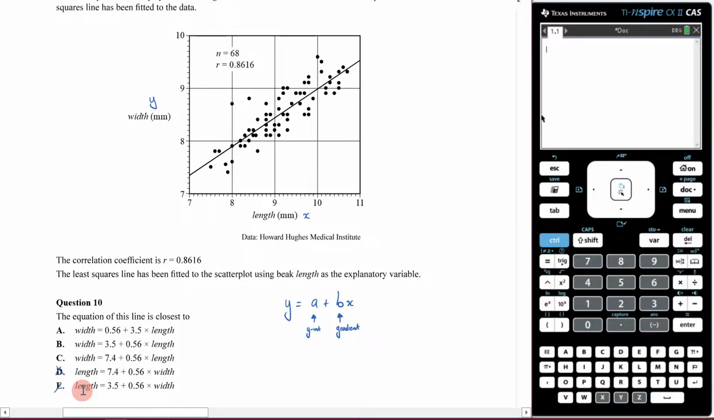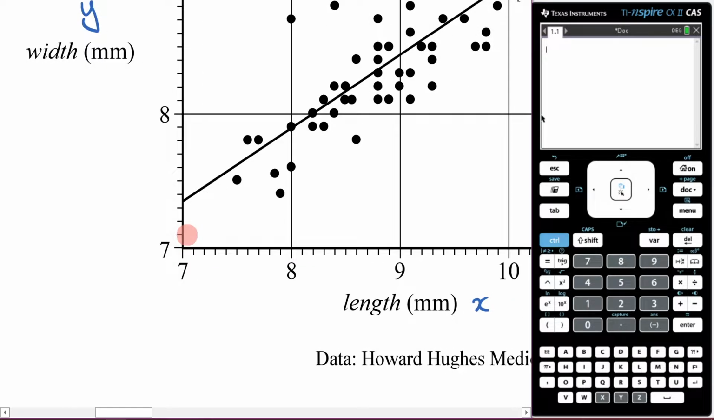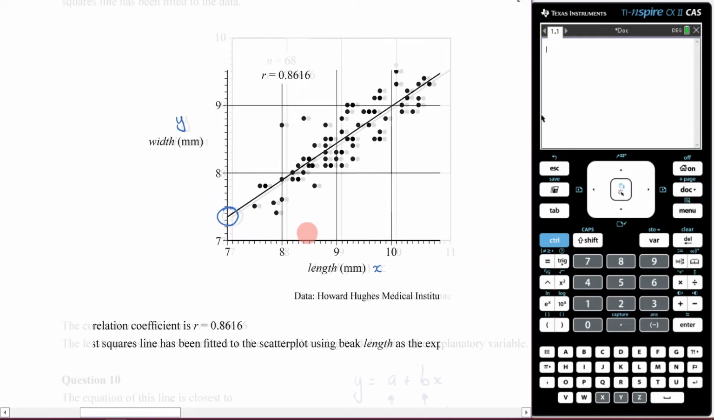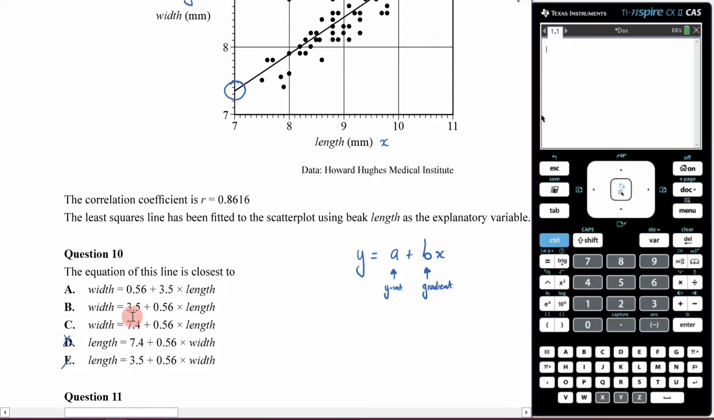Well, can I show you where people made the mistake? People thought, oh, I can immediately identify where my y-intercept is. So they came over here and they said, hey, that's my y-intercept. And it looks like it's about 7, 7.1, 7.2, 7.3, 7.4. It's pretty close to 7.4. So people went, it's probably going to be C. C is going to be my answer because that's pretty close to 7.4. And it does say the equation of the line is closest to. So that's why they went with C. I'm assuming that's where people made the mistake.